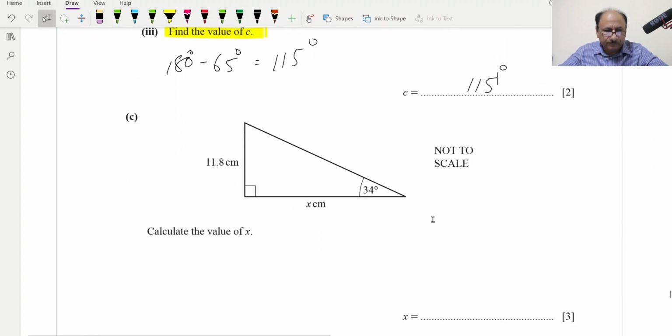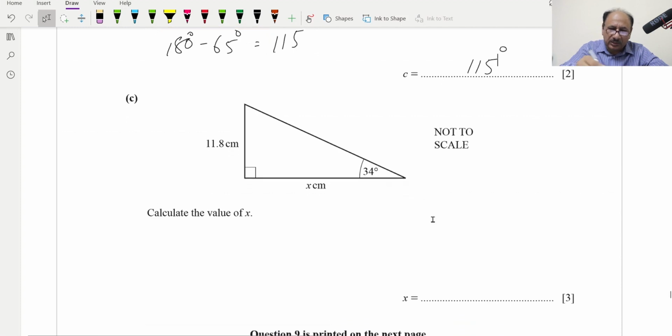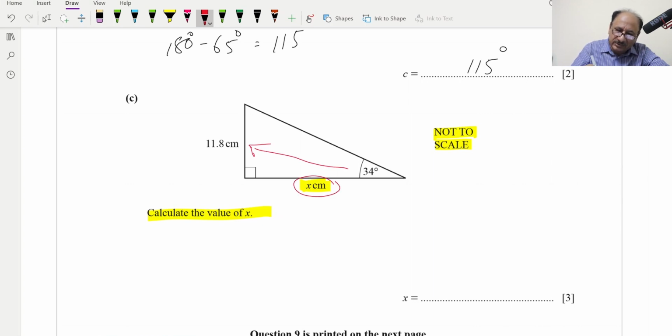Now the C part, a diagram is provided, which is not to scale, and we calculate x. x is this side, and opposite, so we can apply trigonometry over here. This is opposite over adjacent.